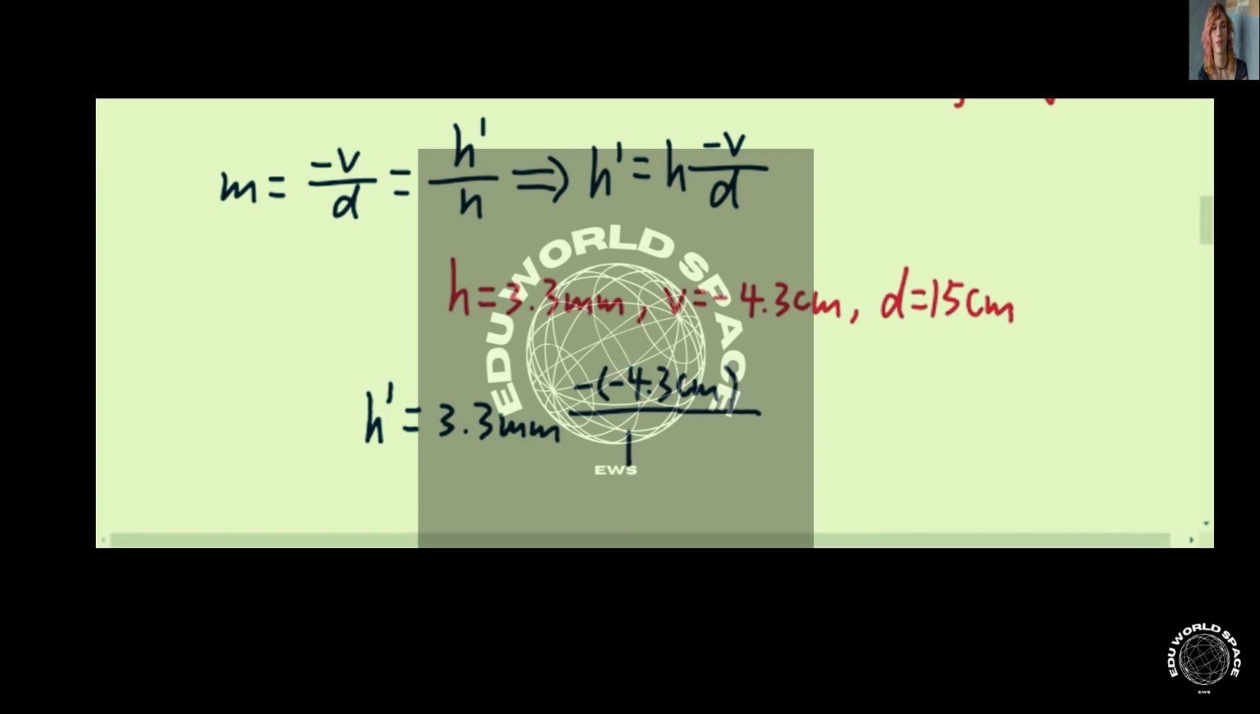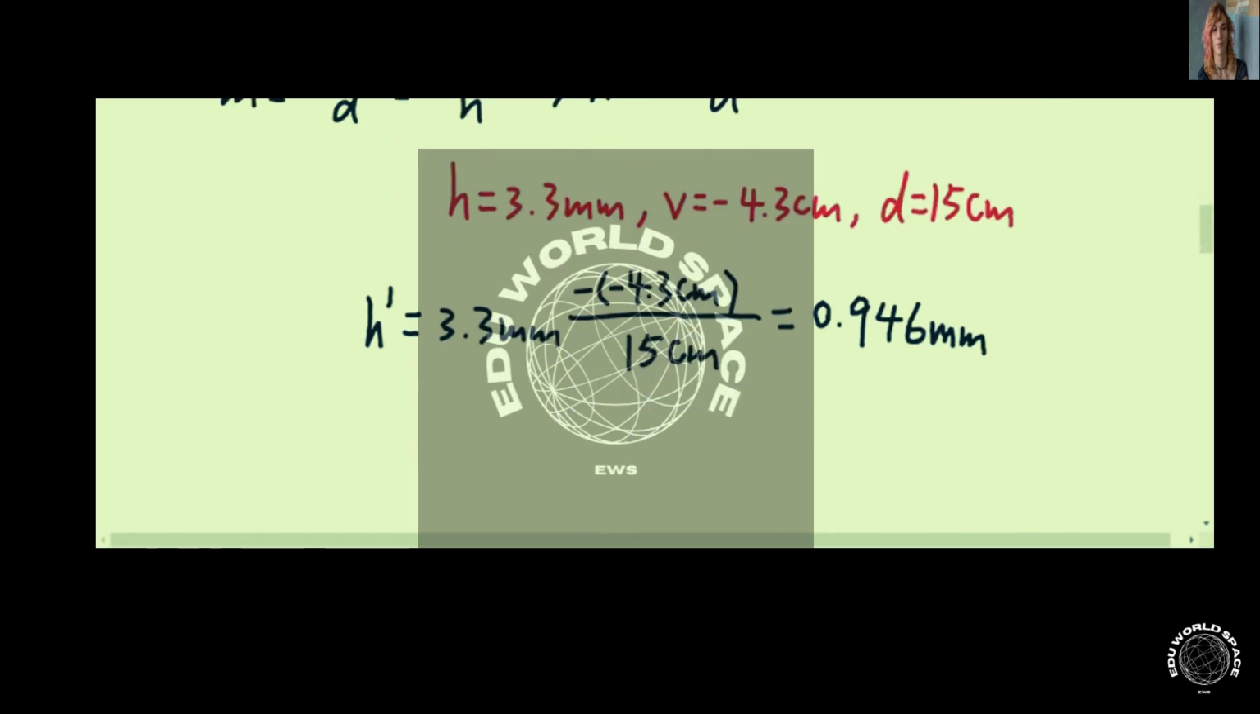and then over 15 centimeter. And this will give us the image height of about positive 0.946 millimeter. If it's positive, that means it's not inverted. If the image is not inverted, that means it's a virtual image. Okay? And these are the answers for this question.